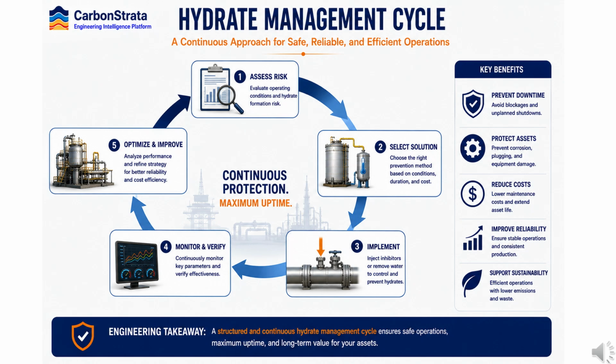Once the risk is understood, the next step is selecting the most appropriate solution, whether that's inhibitor injection, dehydration, operational controls, or a combination of methods. After implementation, performance must be continuously monitored. Key parameters such as pressure, temperature, water content, and inhibitor dosage help verify that the chosen strategy remains effective. The results are then reviewed and optimized. As operating conditions change, prevention strategies may need adjustment to maintain performance and control costs. This cycle of assessment, implementation, monitoring, and improvement creates continuous protection and maximum uptime.